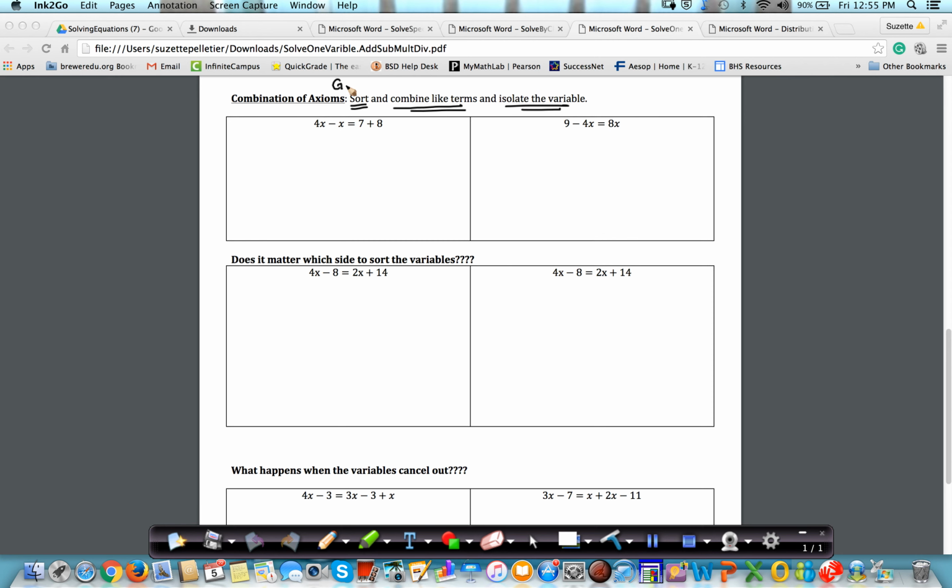So this is: get things on the same side of the equal sign. And when I say things, I mean like terms, right? Then combine them and then isolate them. So you can see I have my x's together here on the left-hand side of my equation, and I have all my numbers that are by themselves together on the right-hand side of the equation. So sorting is done. Sorting done for us here.